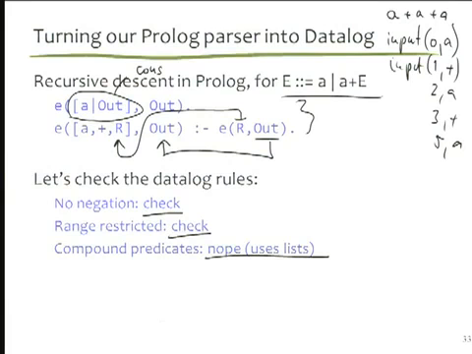Okay, so now we do have access to the input. Can we now, with this representation of the input, use that to rewrite our parser so that it is in the Datalog subset? And remember, the only thing we need to do is get rid of those lists. Okay, so I think we are on the right path.